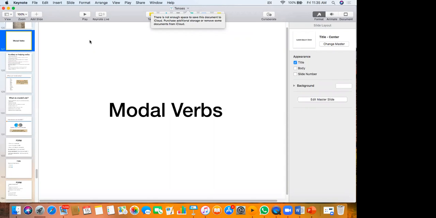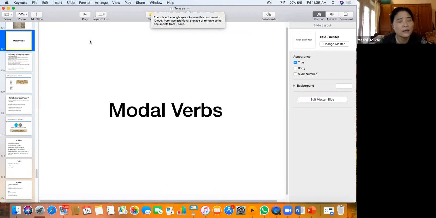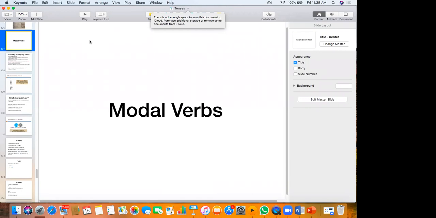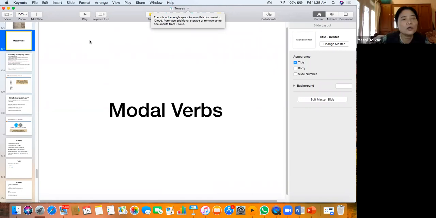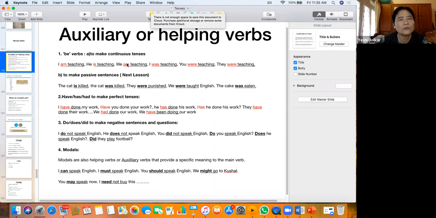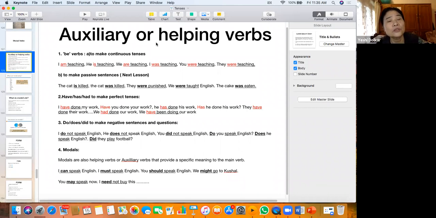You haven't heard of modal verbs? No? Actually, no. No idea? Any examples of what they are? What kind of words? You've never heard of it. Okay, so they're called modal verbs, and let me just give you a background that will help you understand modal verbs. Now here are some examples of auxiliary or helping verbs in the English language.